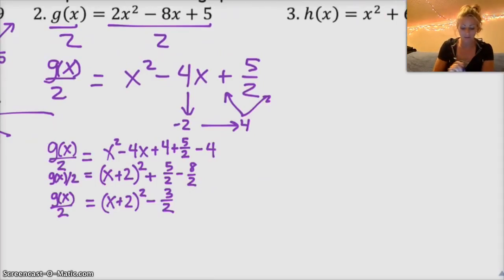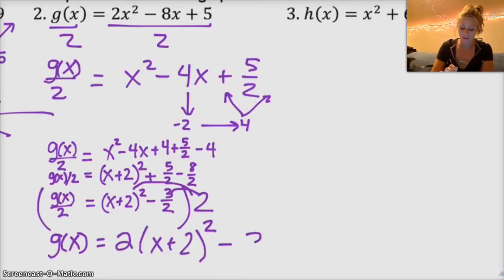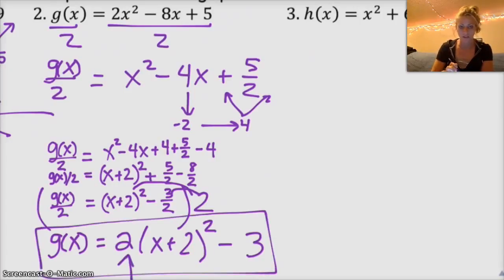So when you get to this point where you have everything in vertex form, but you have g over 2, you have to multiply both sides entirely by 2. So g of x over 2 times 2 is just g of x, and that's what we want. But we have to multiply it, distribute the 2 onto both terms. So you have 2 times x plus 2 squared minus 2 times 3 over 2, which is just 3. So then the information you get is that there's a vertical stretch by 2. It moved left 2 and down 3. So your vertex is negative 2, negative 3, and it was vertically stretched by 2.